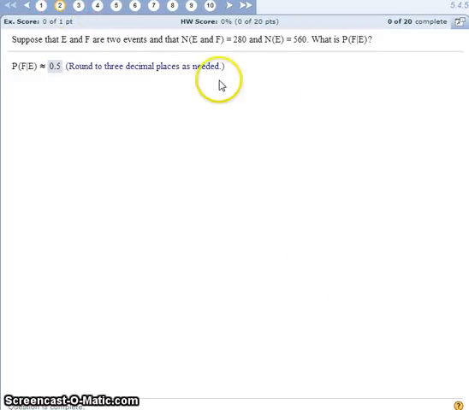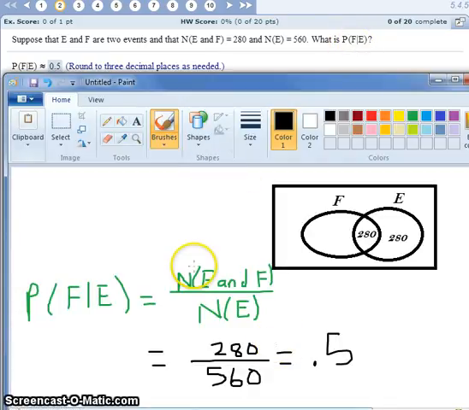And for number 2, we're trying to find a conditional probability. What's the probability that event F will occur if we're given that E has occurred? And from the formula, the number in E and F goes on top, the number in E goes on bottom. We get 280 over 560, which reduces to 0.5.